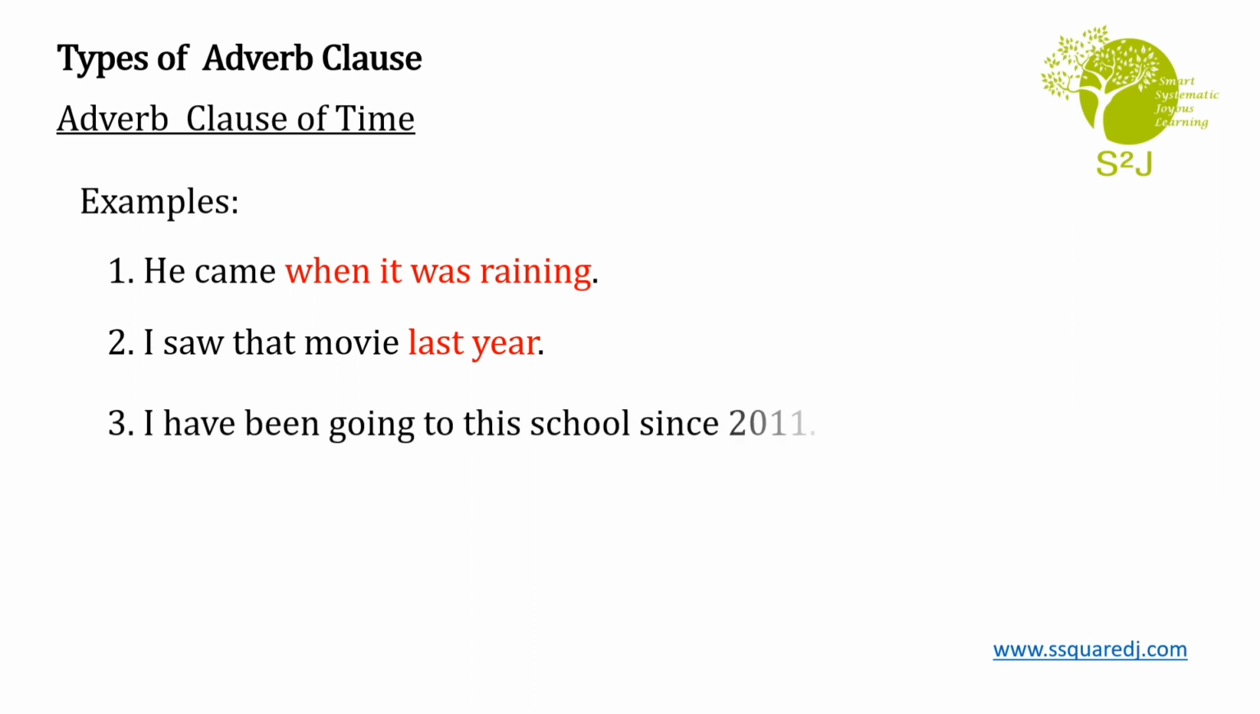Next example, I have been going to this school since 2011. So here the main clause is I have been going to this school, and since 2011 is your adverb clause of time. It answers the question when of your main clause. Fourth, I am going to buy a new car tomorrow. Here your main clause is I am going to buy a new car, and tomorrow is your adverb clause of time.